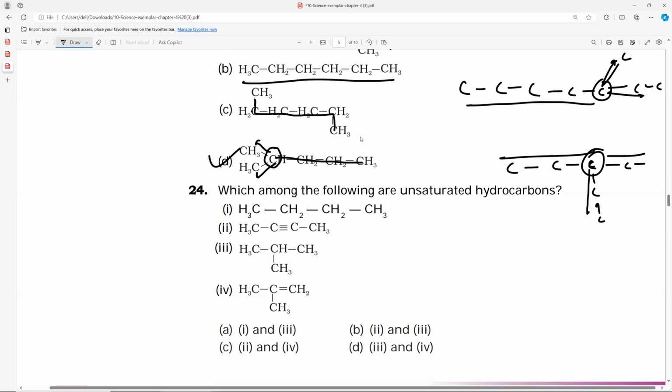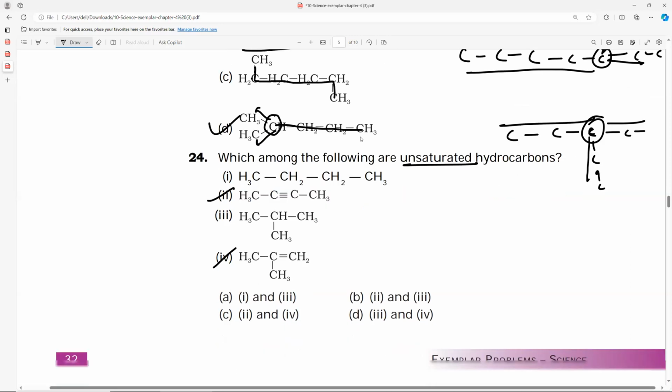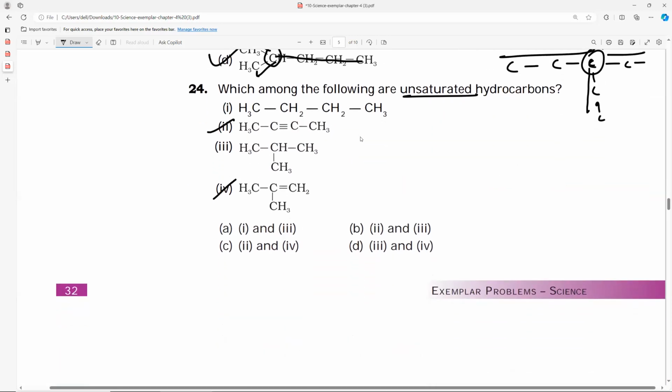Next, which among the following is unsaturated? You know that double bonds are considered unsaturated. So this one and this one are unsaturated. And mark my point that we always have to check the carbon-carbon bond. If it is written this way, it is not unsaturated. It is a carbon-carbon single bond. It is saturated. Don't check this one.